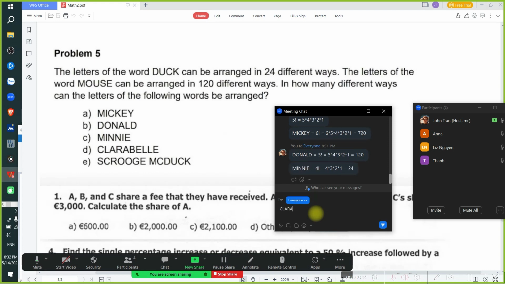Okay, how about Clarabelle? Let's just count what is repeating, okay? So you have A is repeating, E is repeating, L is repeating, right? That's 3. Then C is 4, R is 5, B is 6, right? So it should be 6 factorial, which is 720, right?